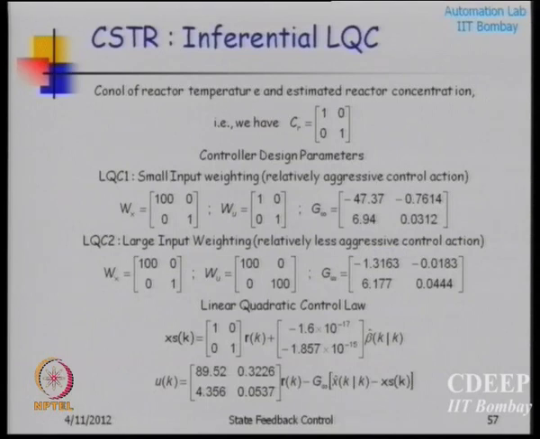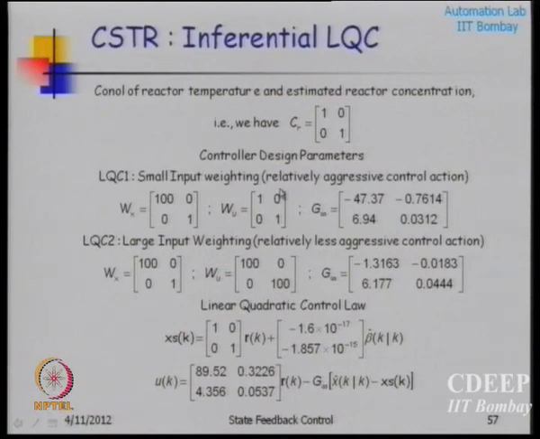My LQ controller, I chose some WX matrix. I have to choose a weighting matrix for state and a weighting matrix for input. And then this G infinity is found using DLQR, a subroutine of MATLAB. You just give the phi and gamma matrices to DLQR, and you give these weighting matrices. It will solve the Riccati equation for you and give you G infinity.